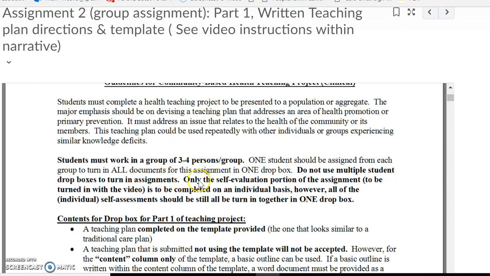You have to work in a group of 3 to 4 people. But with that being said, only one student should be assigned by the group to turn in the written document to the Dropbox. Don't have multiple students turning in the written portion. However, I did add a component to all of the group projects where I made up a self-evaluation portion as well as a peer evaluation.